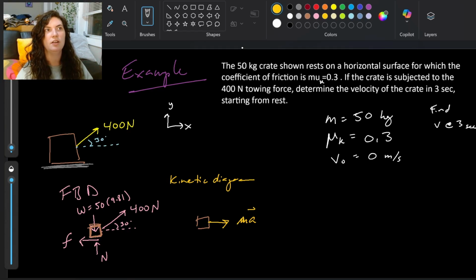Even though that force here, this 400 Newton force, is like pulling upwards somewhat, but not enough to leave the floor. We're going to assume it's being dragged and accelerating only in the x direction. So that's what our kinetic diagram is telling us. Now that we have that, we can apply our equations of motion and set up our kinematics and see what we can solve.